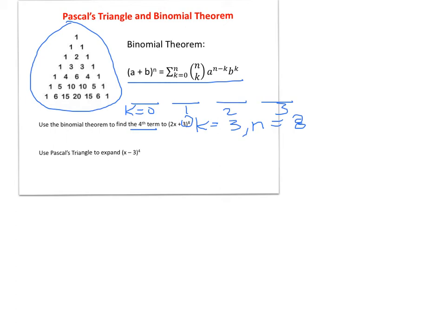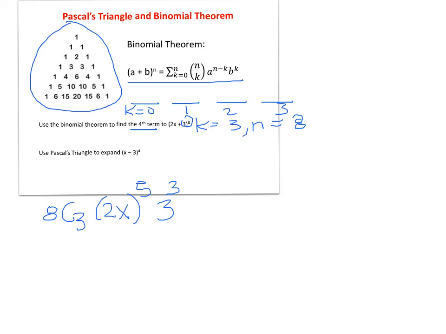So you're going to go 8 choose 3. That's the same thing as your n over k. a in this case is 2x, so you put it in parentheses. So that's going to be 8 minus 3. And then your 3 is just alone, so we don't need the parentheses, raised to the k, which in this case is 3. And then we go through and figure out what that is.